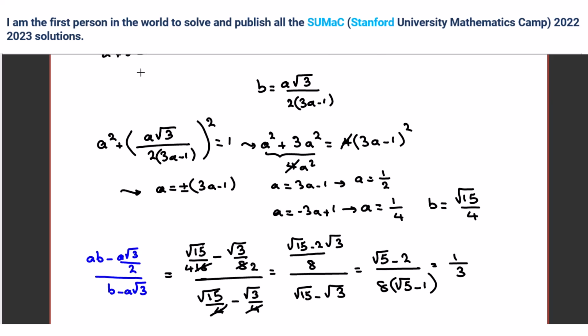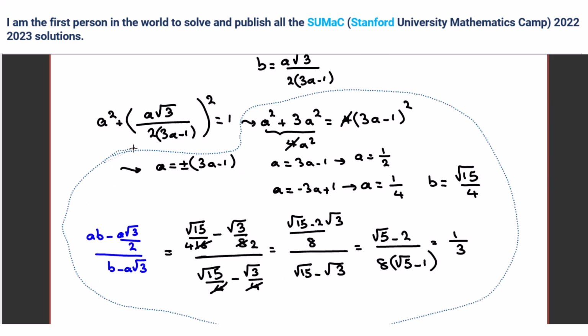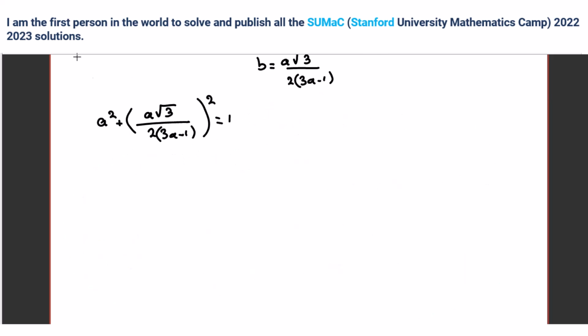I found my mistake. Here I should multiply this second part. Erase this part. So here it would be 4a squared times 3a minus 1, whole squared, right? Plus 3a squared is equal to 4 times 3a minus 1 squared, right?